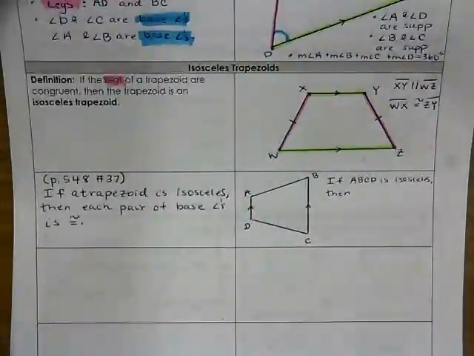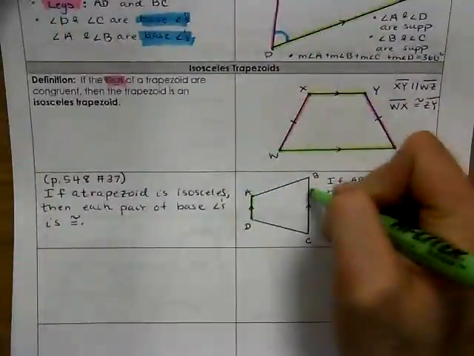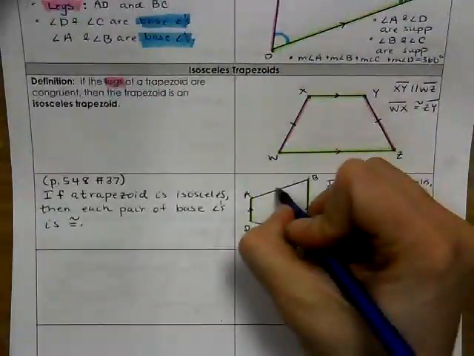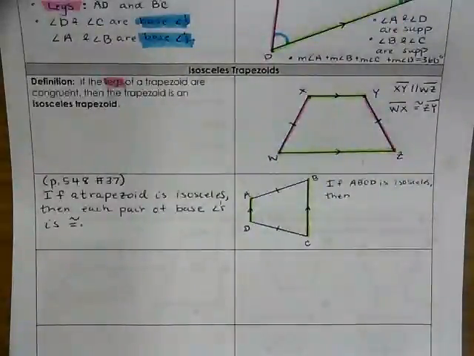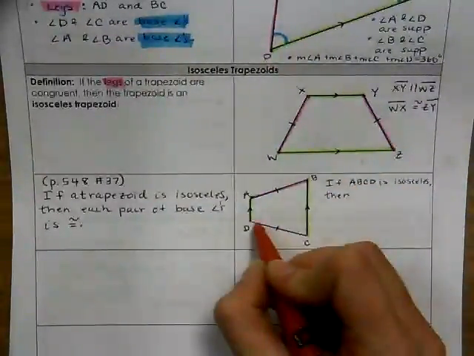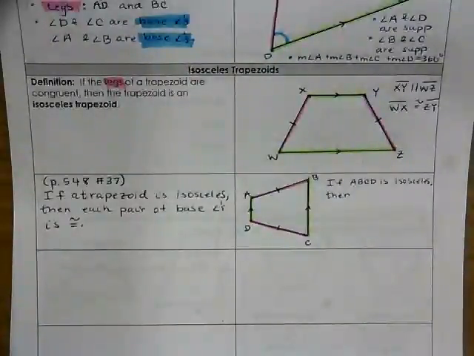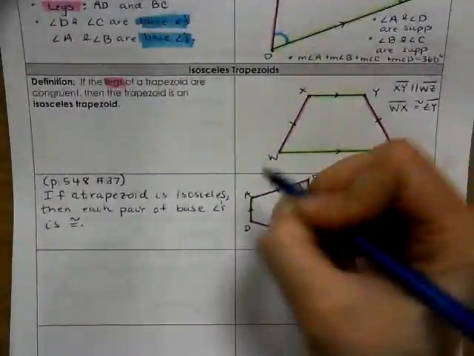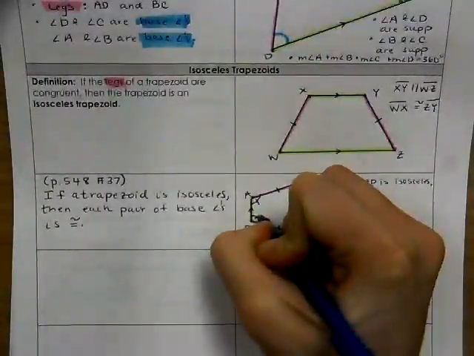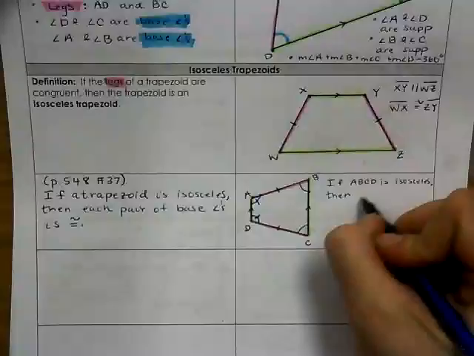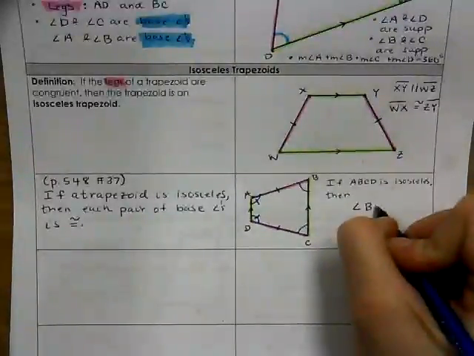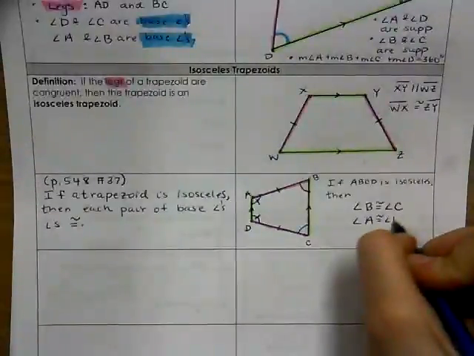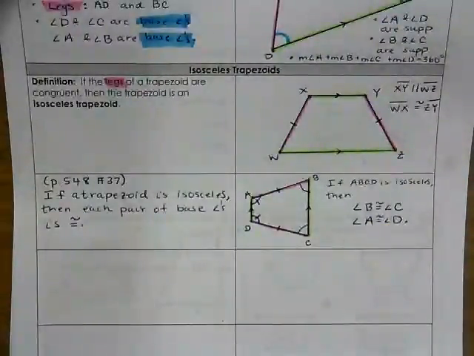Well, the base angles in this picture, if these are the bases and these are your legs, and I can mark them congruent because we know this is isosceles, then the base angles would be this guy and this guy. These guys would have to be congruent, and these guys would also have to be congruent. So what that means is angle B would have to be congruent to angle C, angle A would be congruent to angle D, and that's what this theorem says.